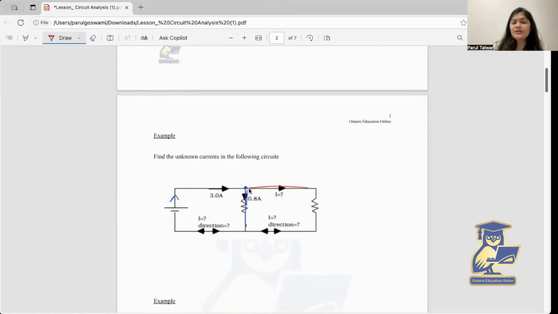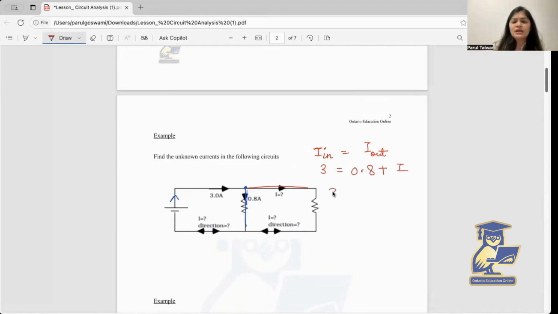Then we have to calculate the current through this other wire. As we discussed earlier, at the junction, incoming current equals outgoing current. So 3 ampere is the incoming current. I can write I incoming equals I outgoing, so 3 ampere equals I outgoing. What's the outgoing current? It is the sum of 0.8 ampere and I, which is unknown and which we need to calculate. So I out is 0.8 plus I.